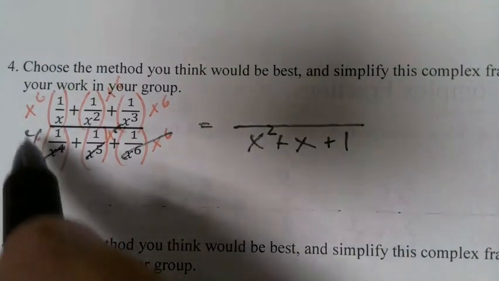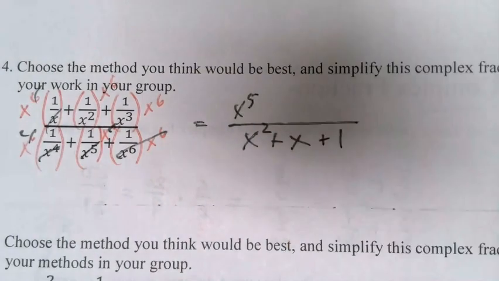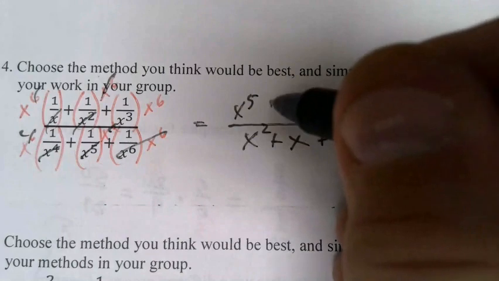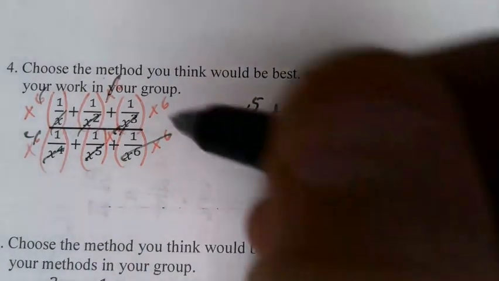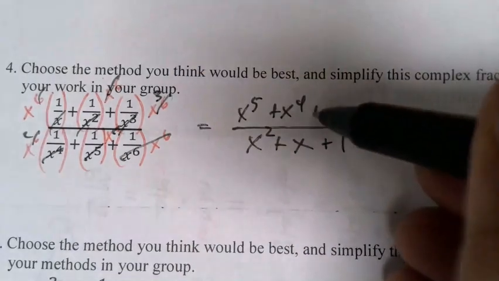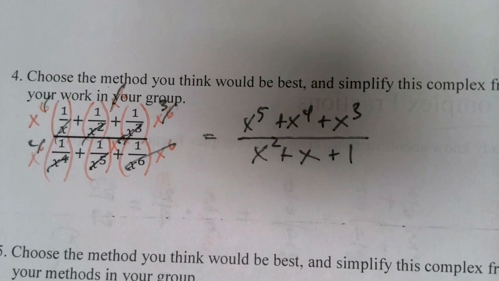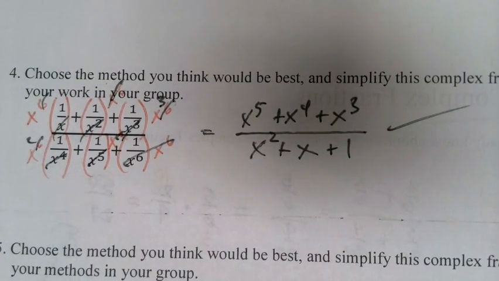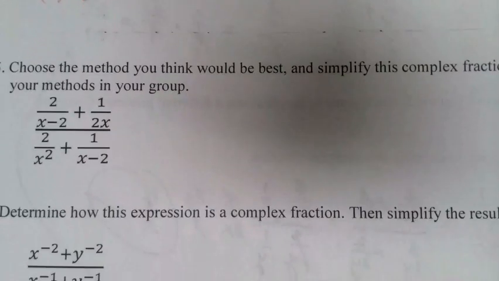Okay, now up here, this 1 cancels out 1, and I have x to the 5th. These 2 cancel out 2 here, and I have x to the 4th. These 3 cancel 3 here, and I've got x cubed. Okay? And that's it. That's all there is to it. See it? Isn't that cool? So let's look at this way.